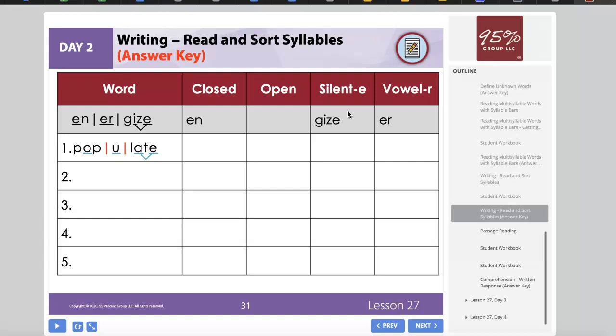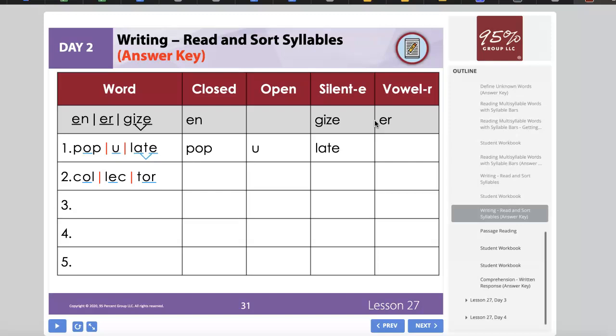Okay, here we go. Everyone say populate. Clap it. Populate. You should have O, U, A, and E underlined. So I'm looking at that first syllable, pop. P-op. That needs to go in the closed category. What about U? U needs to go in the open category. And then late, L-8, needs to go in the silent E category. Great job.